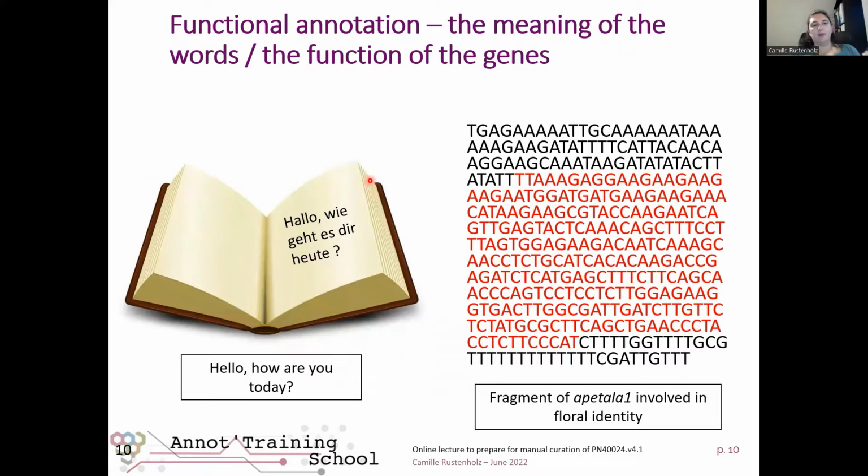Then, functional annotation would be to get the meaning of the words, to understand the words. For example, with my example here, "hallo, wie geht es dir heute?" Some of you may understand, I know, but if we want to get the meaning in English, we need to translate it, and it will be "hello, how are you today?" This is the same if you are looking for a functional annotation of a gene. We would like to find the meaning, or actually the function, of the gene, or of the protein that is encoded by this gene. For example, here, this gene is a fragment of apetala-1, involved in floral identity. So this is a quick example to distinguish between structural annotation and functional annotation.